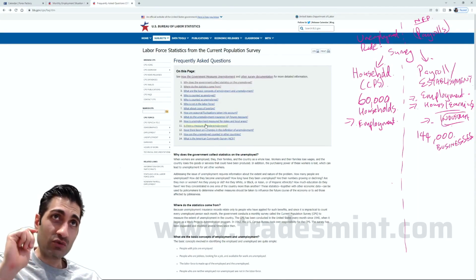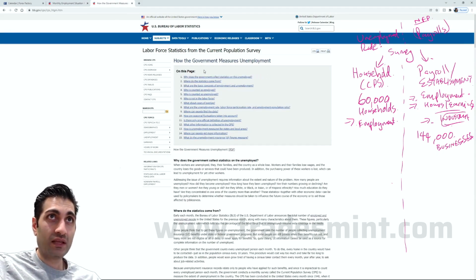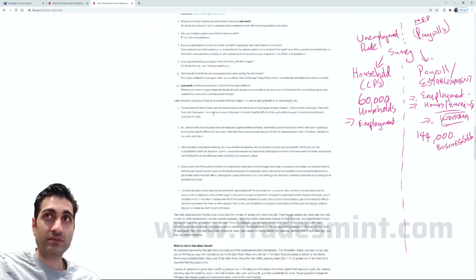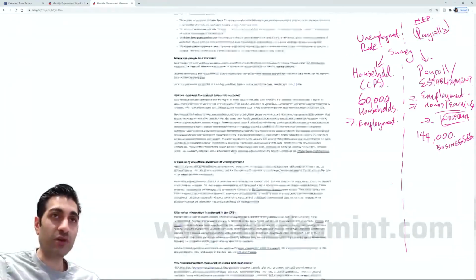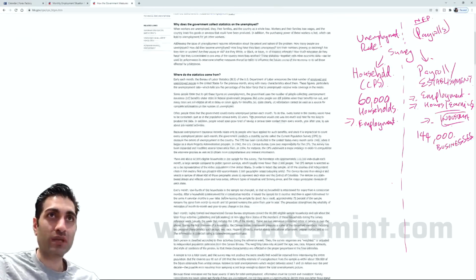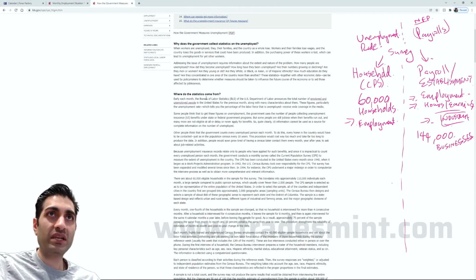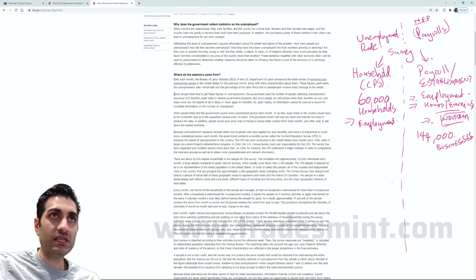But to really understand this, okay, click on this. How the government measures unemployment. Okay, and I want you to read this. Very, very important. You read this, you're going to understand the household survey better than anyone. Okay, and it's important you understand it. We'll have a quick 2-minute read of it together, but I want you to read the full thing. So here you can see, where do the statistics come from for the household survey, which is the CPS, right? So you can see, it's fascinating.